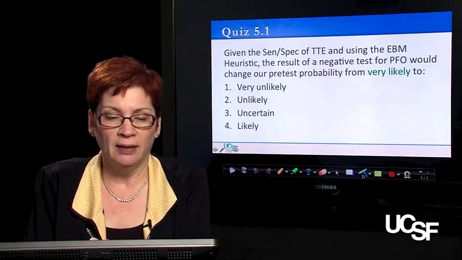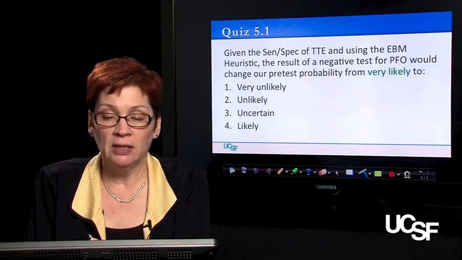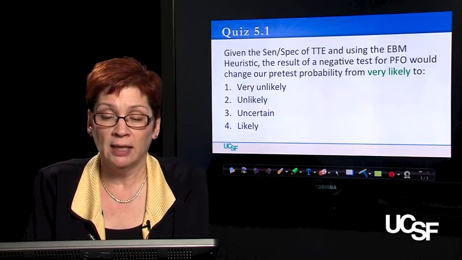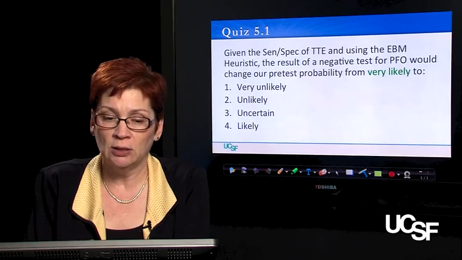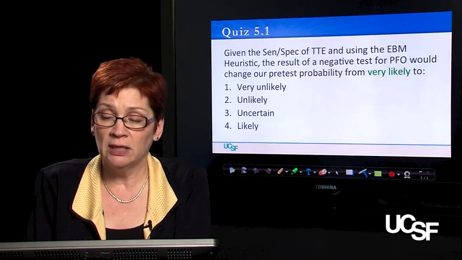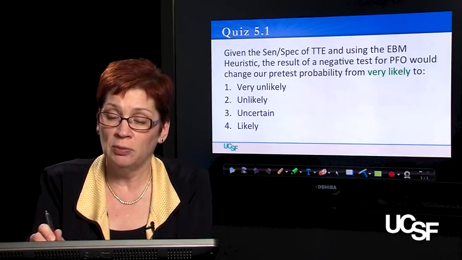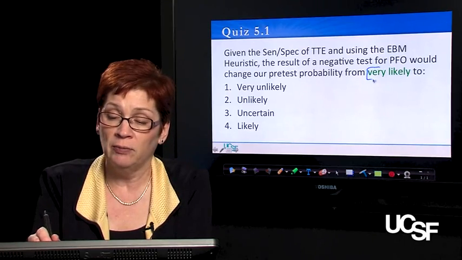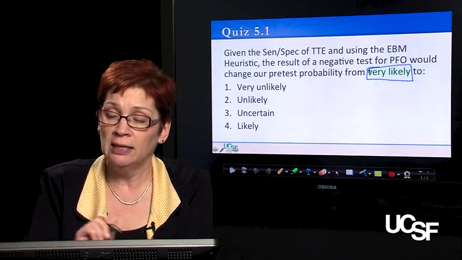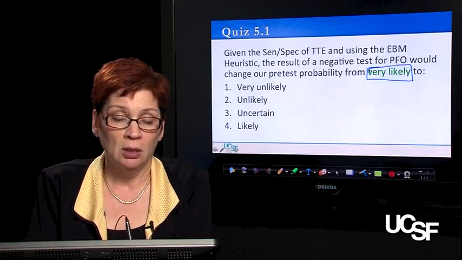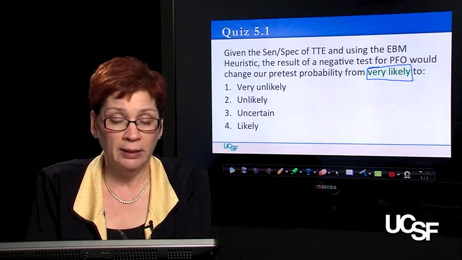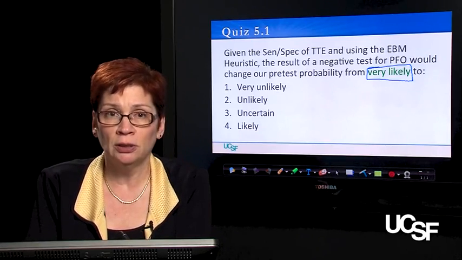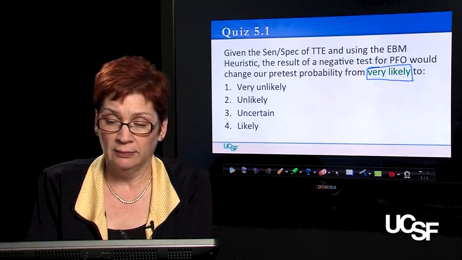So, first quiz of the day. Given the sensitivity and specificity of transthoracic echo, and using the evidence-based medicine heuristic we introduced last week, the result of a negative test for a patent foramen ovale would change our pretest probability of paradoxical embolus from very likely in Mrs. Triglioni to, number 1, very unlikely, as the resident says, number 2, unlikely, number 3, uncertain, or number 4, likely.